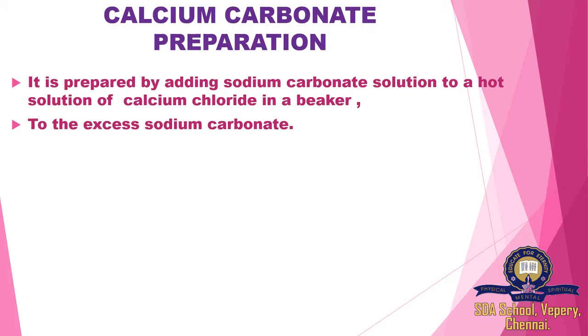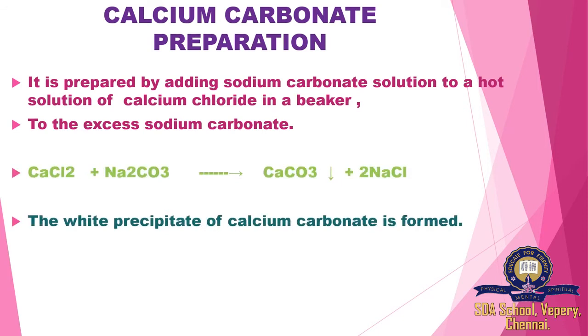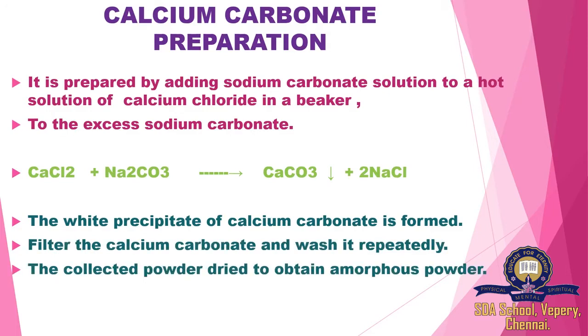Calcium carbonate preparation. Here it is prepared by adding sodium carbonate solution to a hot solution of calcium chloride in a beaker. Here we need to add excess sodium carbonate. Calcium chloride, when it reacts with sodium carbonate, gives calcium carbonate as a precipitate and we also get sodium chloride salt. The white precipitate of calcium carbonate is formed.